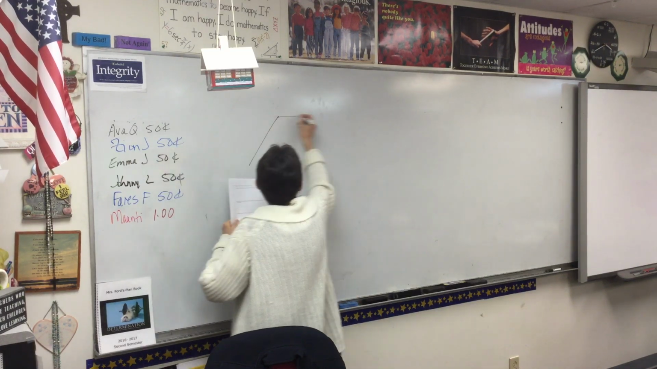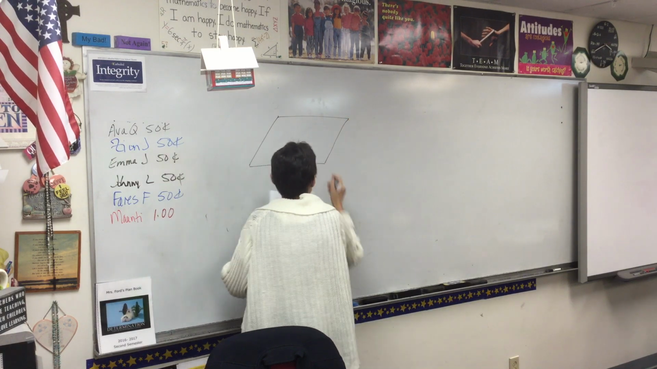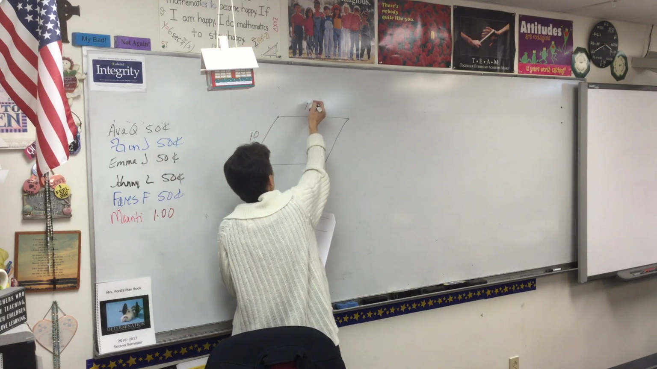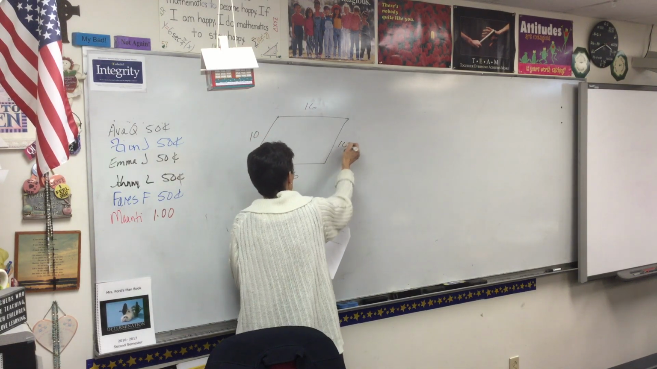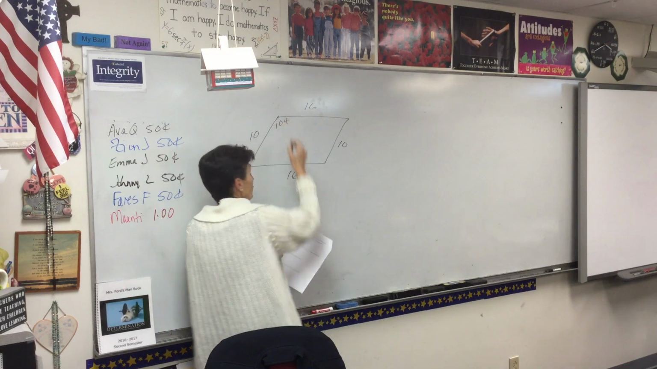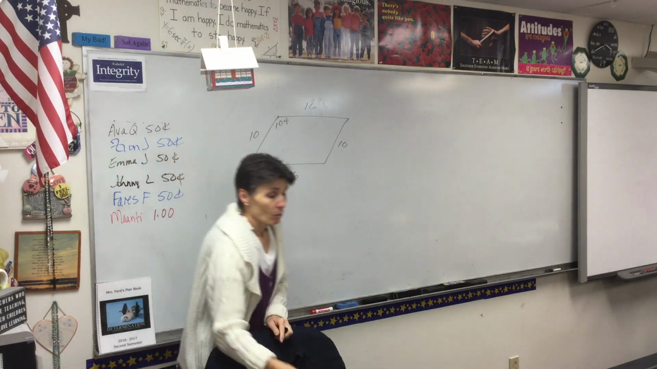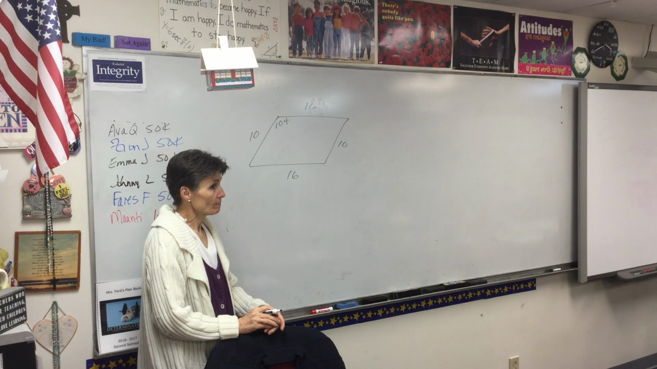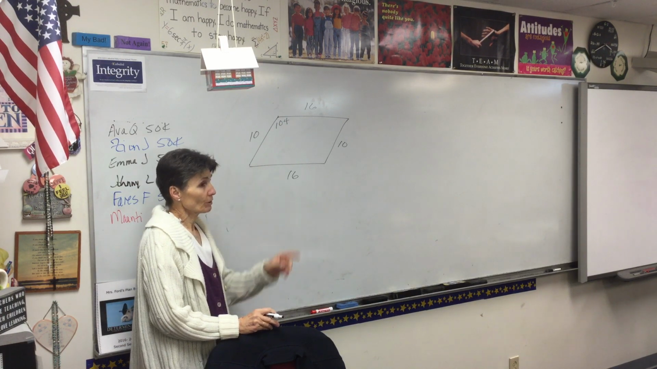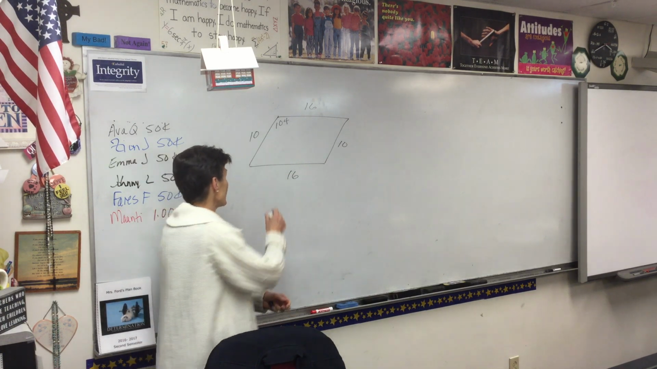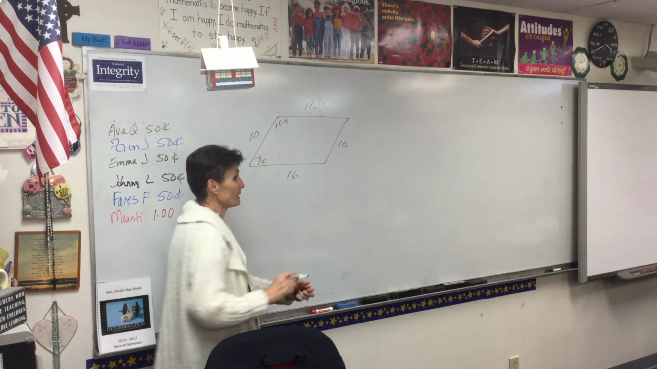All right, so we are on practice test number 2, part 5, number 3. So we have a parallelogram. And the sides are 10 and 16. And the larger angle is 104. Now, if the larger angle is 104, what would the smaller angle be? 76.